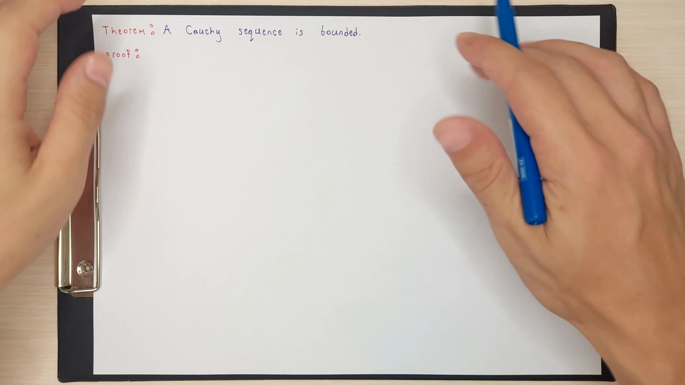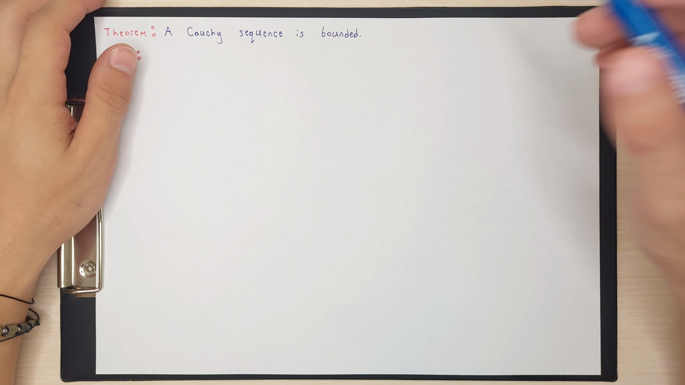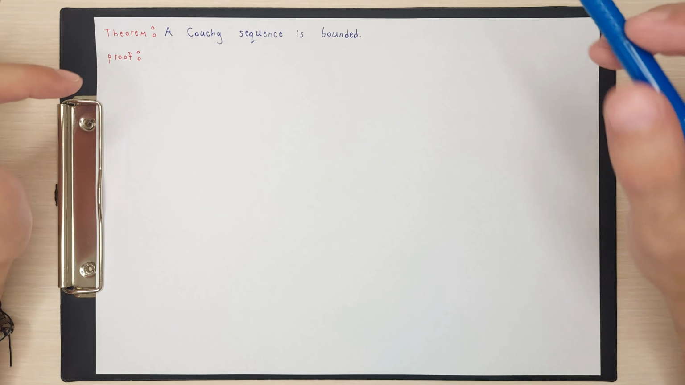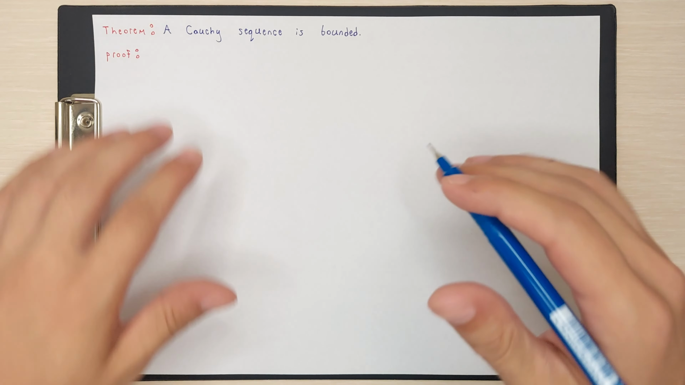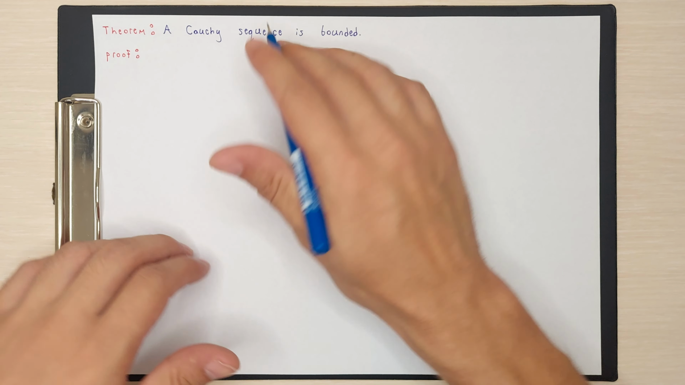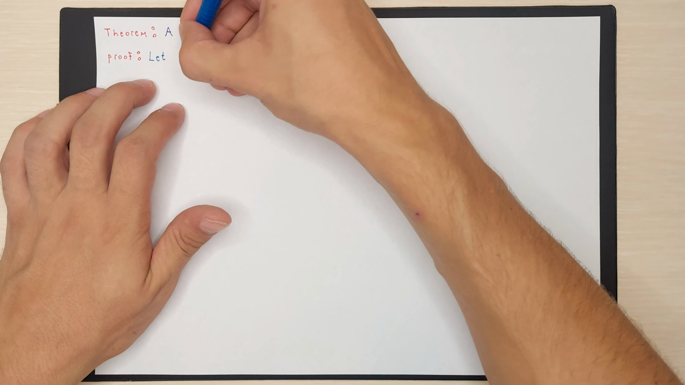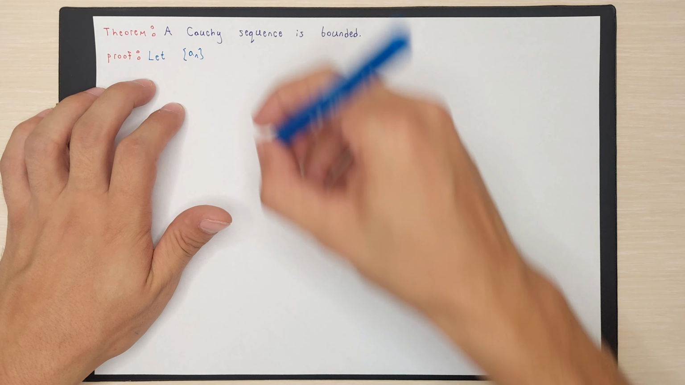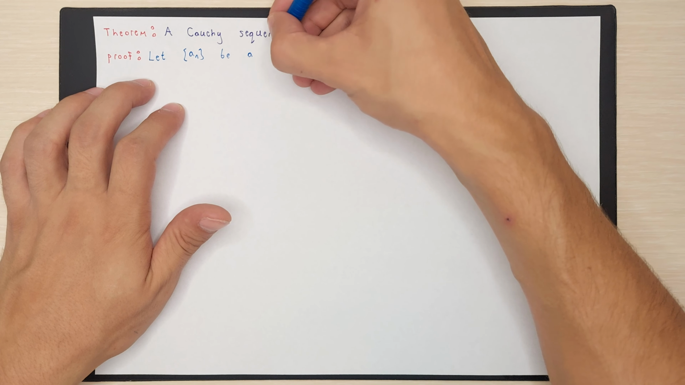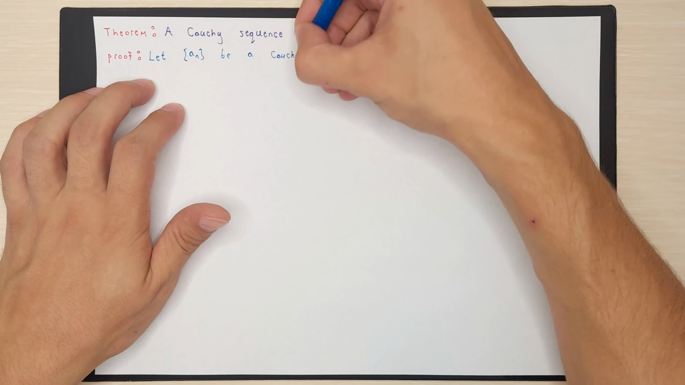Everyone, in this video we are going to prove that a Cauchy sequence is a bounded sequence by using the direct proof technique. So we should start from what we know. We know that we have a Cauchy sequence. So let's assume one Cauchy sequence. Let's say that the sequence a_n is a Cauchy sequence.